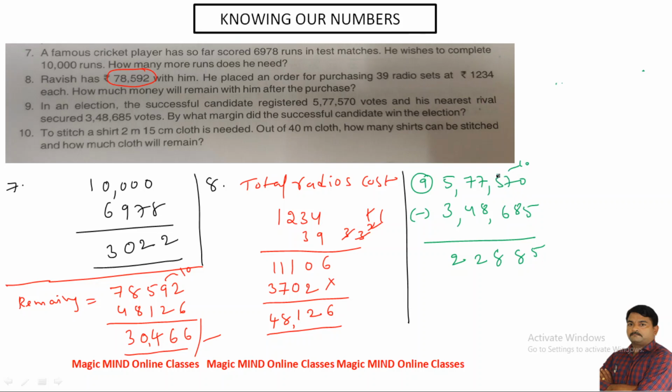Okay, very good. Now again borrow 10 here. So 6 left, 16. 16 minus 8 means 8. Again borrow 10 here. So 14. 14 minus 6 means 8. Okay. Then here 6 left. 6 minus 4 means 2. 5 minus 3 means 2. Okay. 22,800.